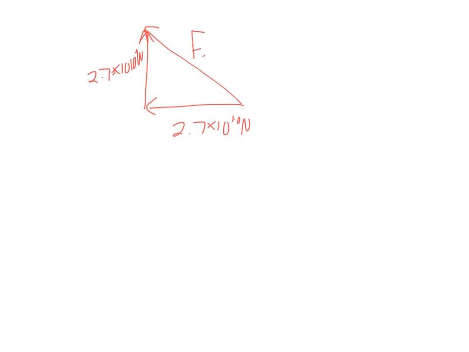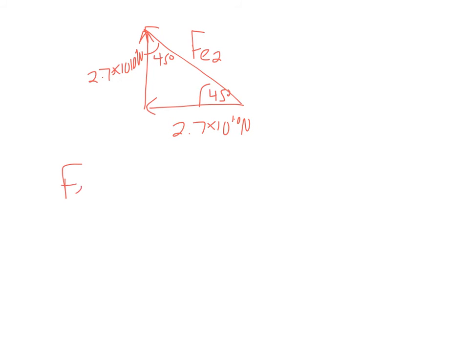So x and y components. My x component is negative, my y component is positive. So 2.7 times 10 to the 10th newtons, 2.7 times 10 to the 10th newtons. Here's my resultant net force on charge 2. This is easy because they're equal sides, so these are both 45-degree angles.